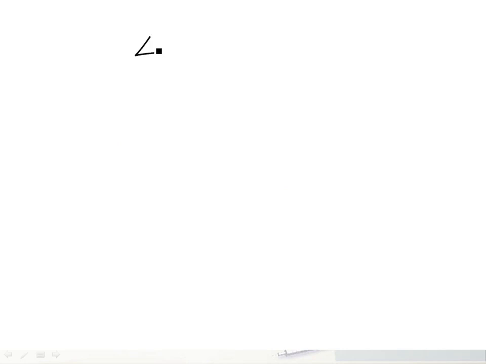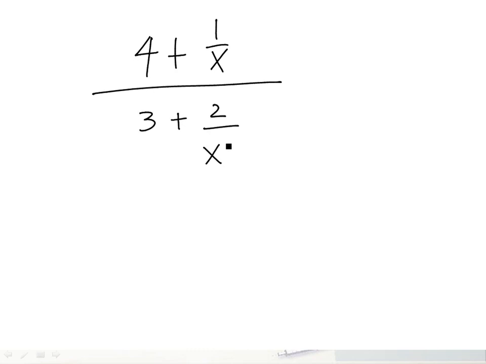Alright, let's try 4 plus 1 over x divided by 3 plus 2 over x squared. Again, what is the LCD here? So we have this denominator, we have this x here, and we have an x squared here. Out of those two, what is the LCD?